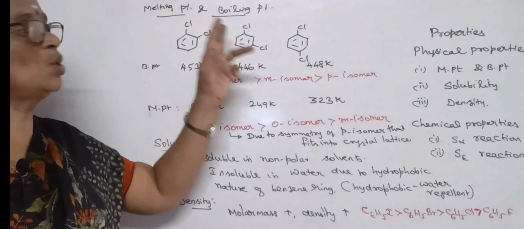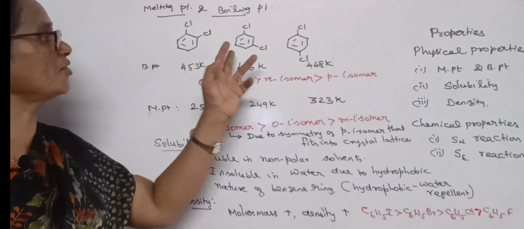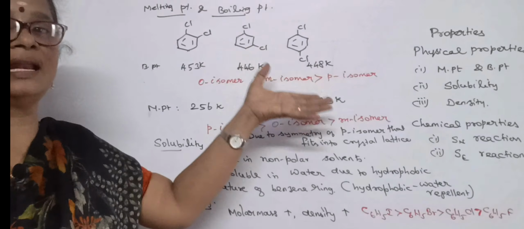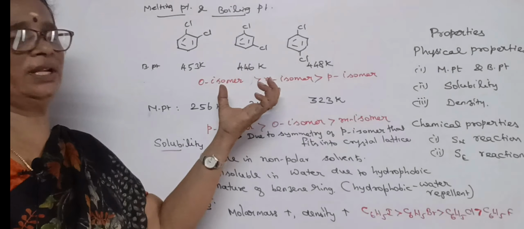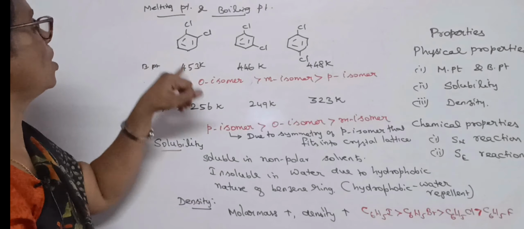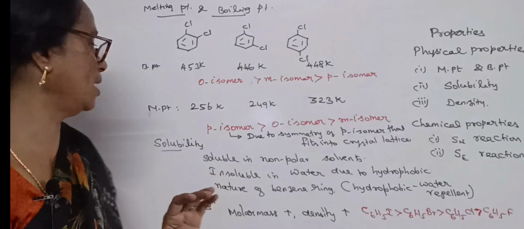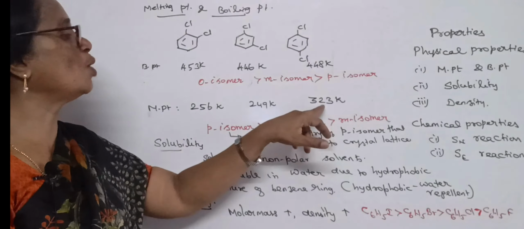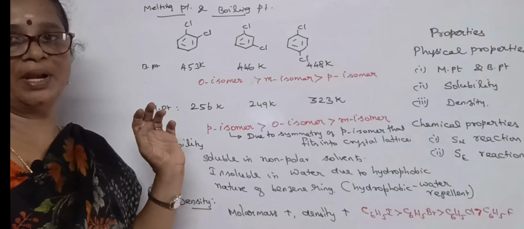For the dichlorobenzenes 1,2, 1,3 and 1,4, the boiling points of these three isomers do not differ greatly, so they are very closely related to each other. Among them, the ortho isomer has a higher boiling point compared to para or meta. But when we consider the melting point, the para isomer has the highest value compared to ortho or meta.